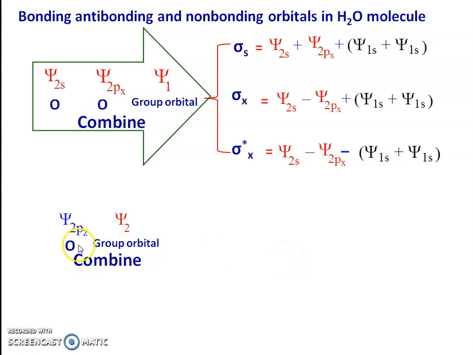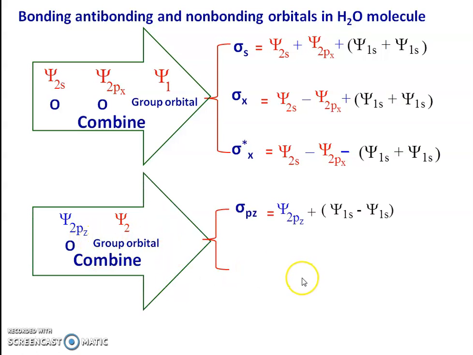Similarly, when the atomic orbital of oxygen, that is psi 2pz, combines with psi 2 group orbital, there is a formation of two molecular orbitals. One is sigma pz, which is equal to psi 2pz plus psi 2, and you know psi 2 is equal to psi 1s minus psi 1s.